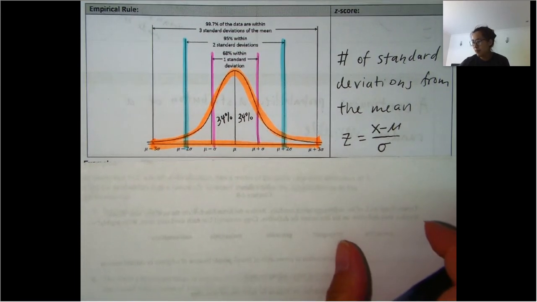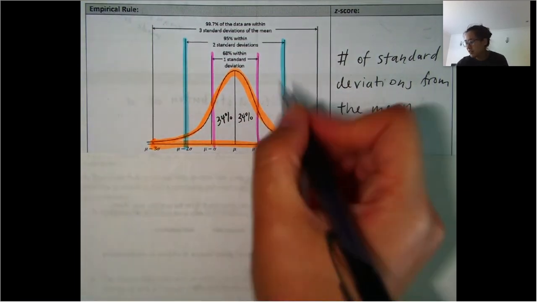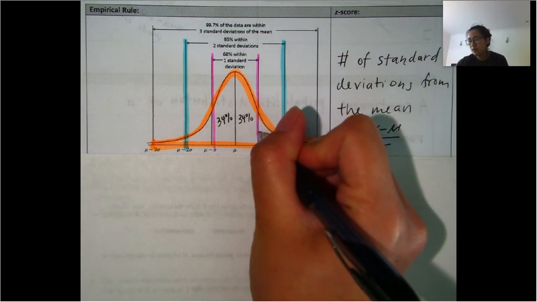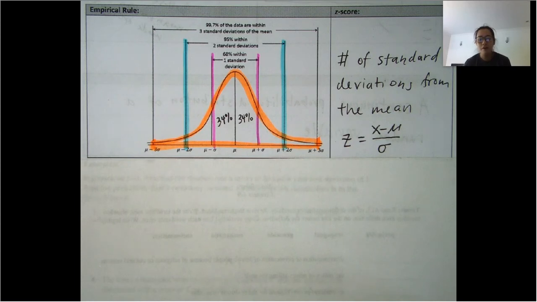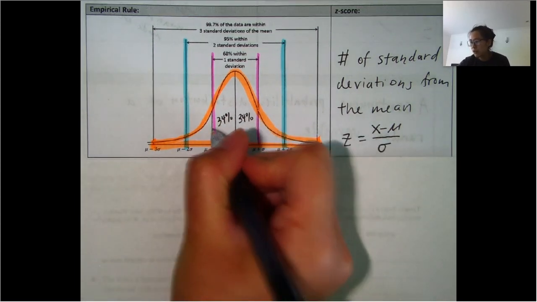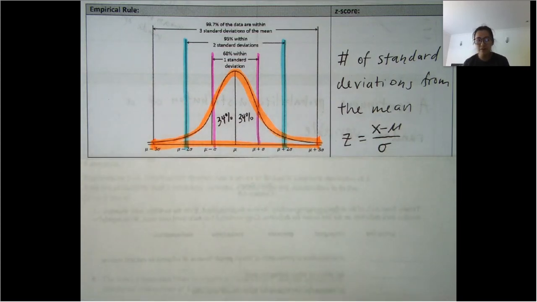For example, if you were here, your z-score would be 1 because you are one standard deviation away from the mean. Same thing if you were here, your z-score would be -1 because you're one standard deviation below the mean. There is the possibility for numbers besides whole numbers, but we don't address those in this class. You'll talk about that more in statistics if you take that class.